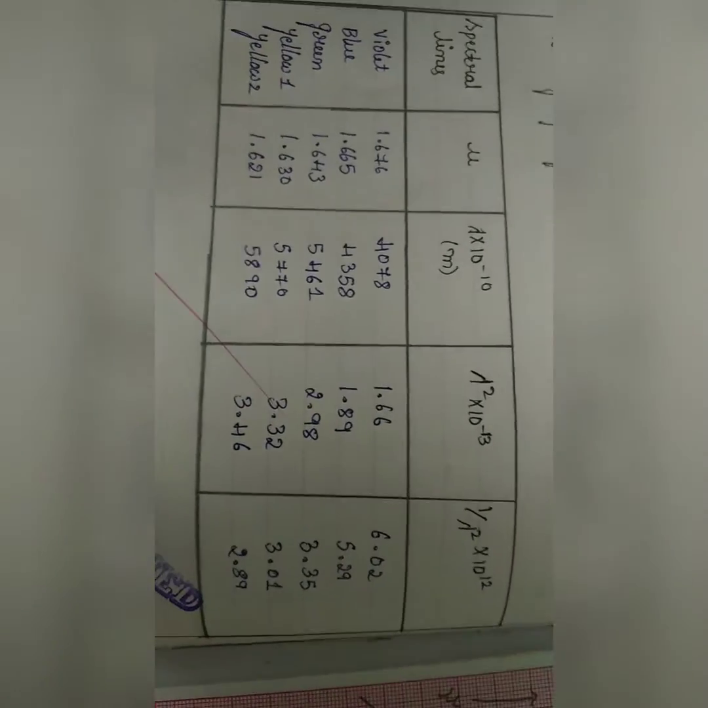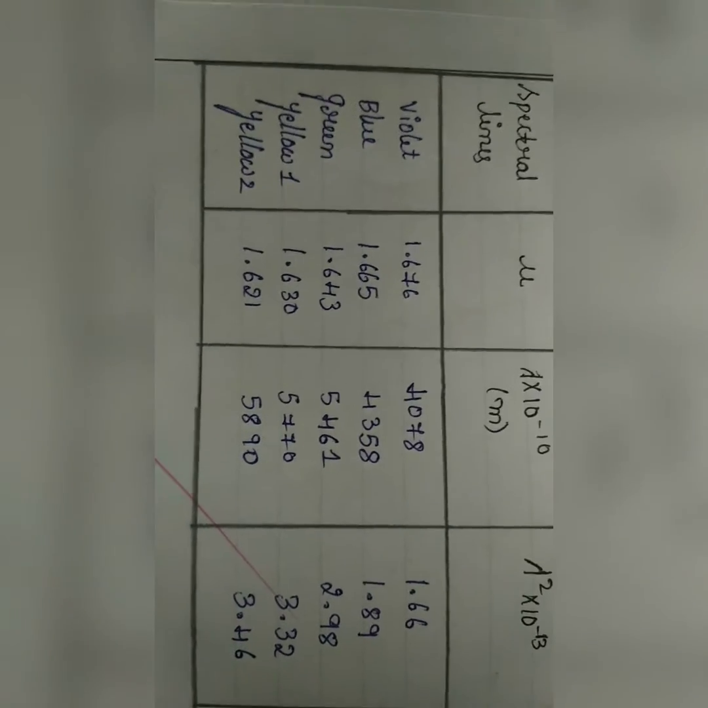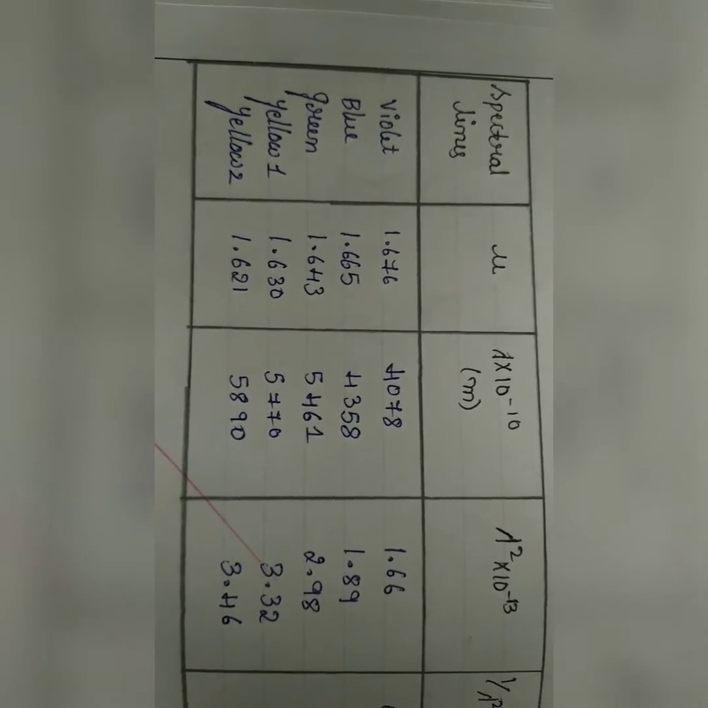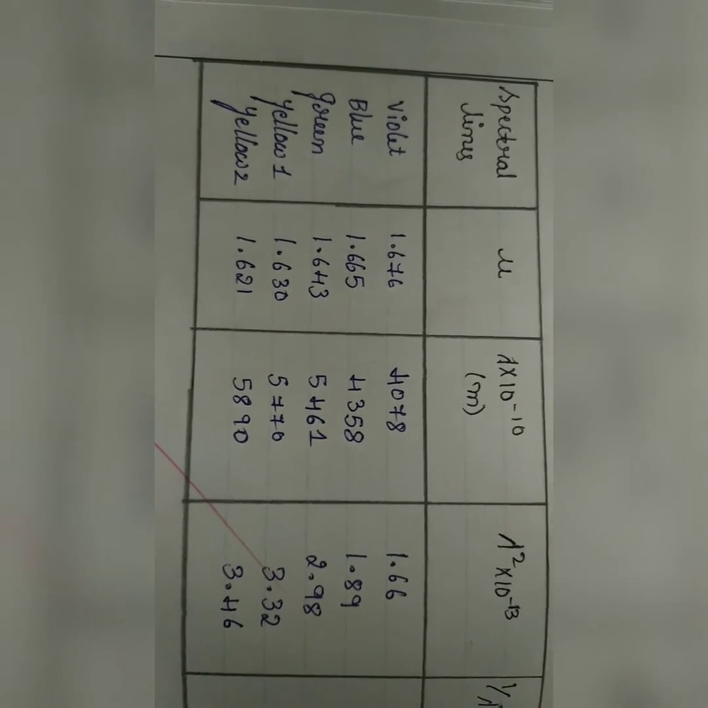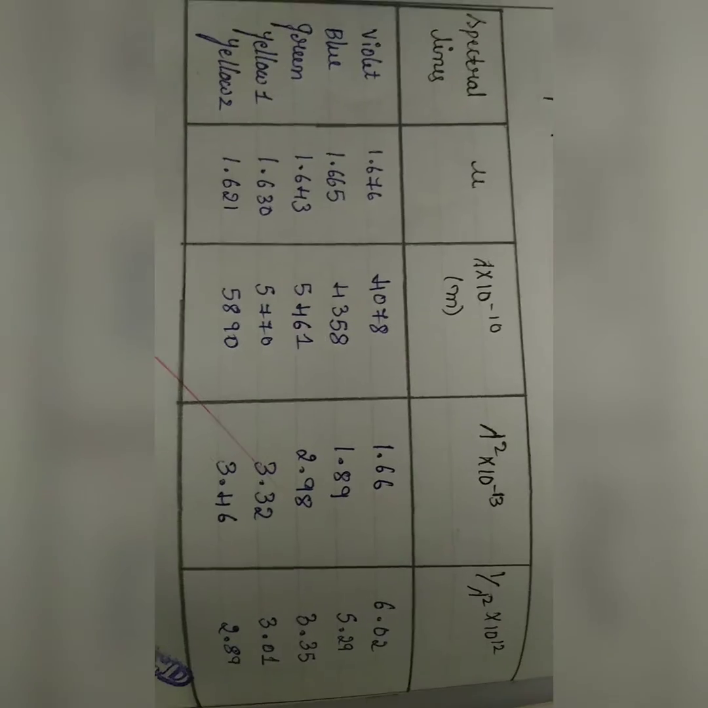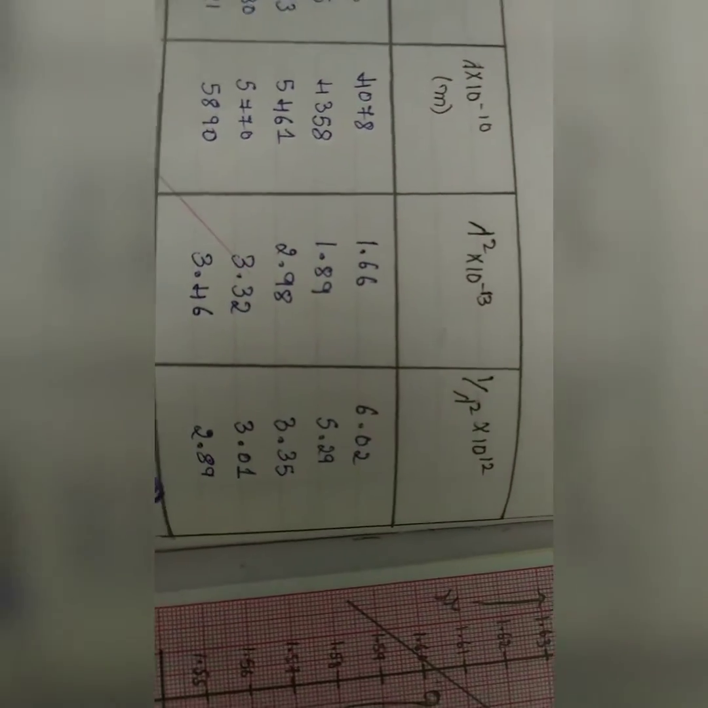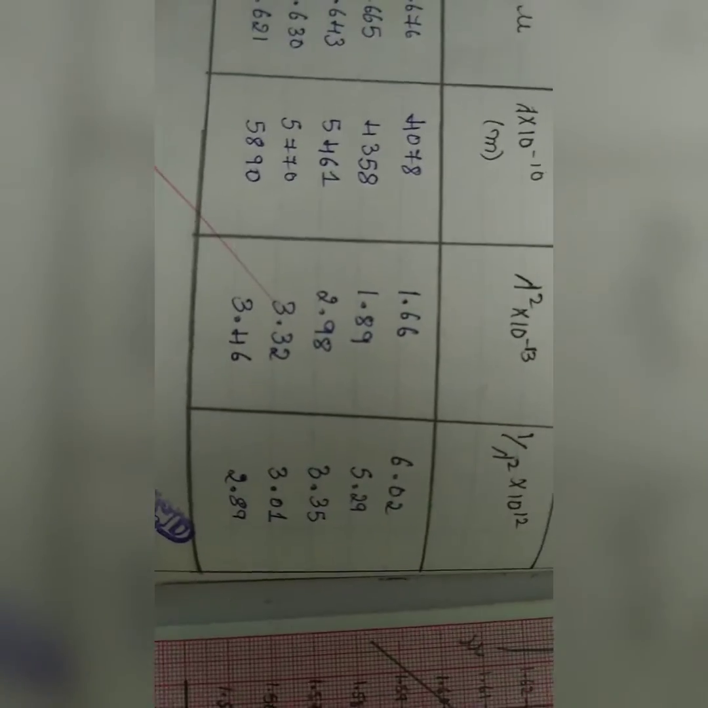Then you have to make another tabular column to draw the graph, with columns for spectral lines and mu, wavelength and lambda square, and 1 by lambda square. Here mu is the refractive index and the wavelength is the standard wavelength that is given. You are not going to calculate it. You write down the standard value for the given colors, square the wavelength, and take the reciprocal of the square. Whatever value is obtained is tabulated.